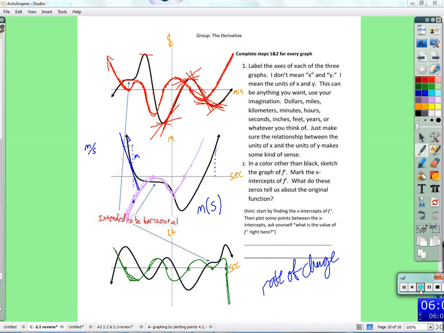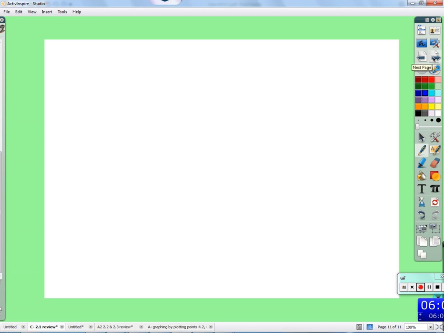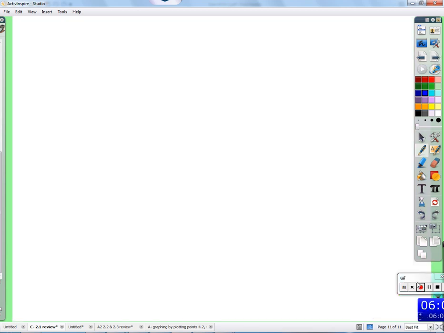So let's talk about, if we have a function f of x, and this is measured in seconds, and this is measured in meters. Now keep in mind, when I say what does f of x measure, what is f of x worth, we're always talking about the y value of the function. We plug in something for x, we get out a y. So what does the function measure?